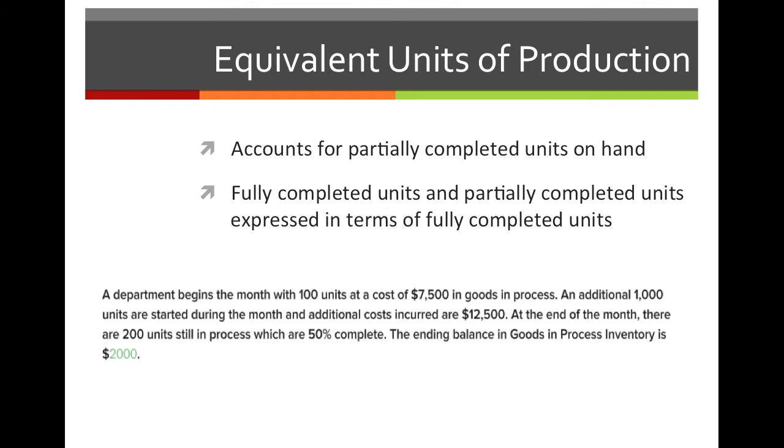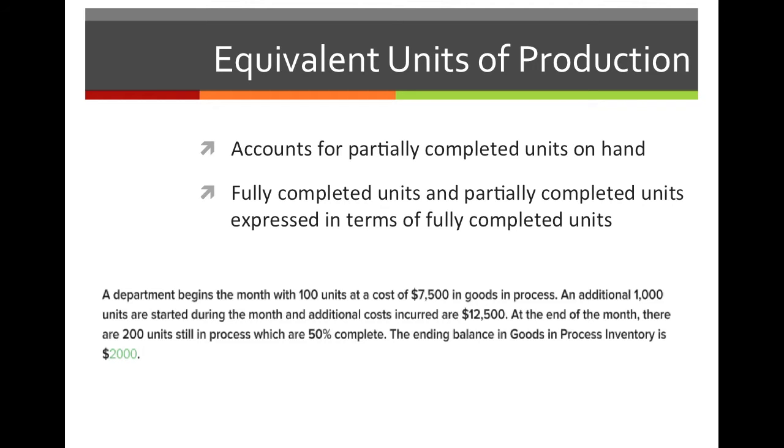Now, they gave the answer on the original problem. It was blank, and that's what you had to solve for. But basically, what's happening is you have 100 units to begin with. You add 1,000 more, that gives you 1,100 units, and you have 200 left over in goods in process inventory at the end of the month. So that means you must have completed 900 units.